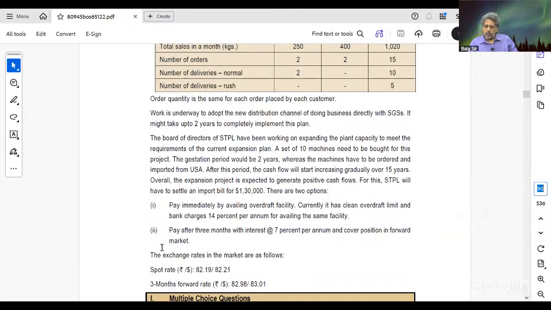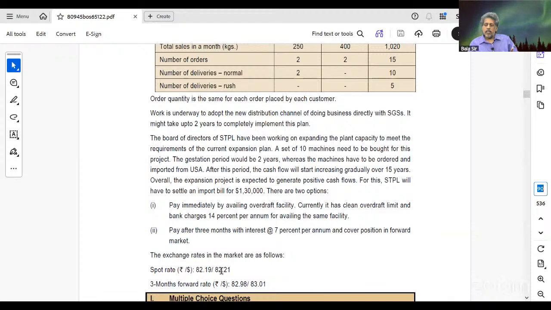Have you got the spot exchange rate? The exchange rates in the market are as follows. Spot rate, rupees by dollar. Please remember they are given as rupees to dollar. Being an importer, you need to buy dollars for payment. If you are buying dollars, the banker is selling the dollar. So tell me what are the rates given, sir? Spot rate.